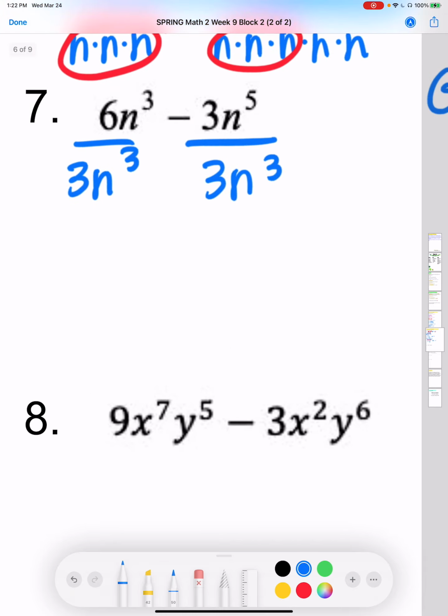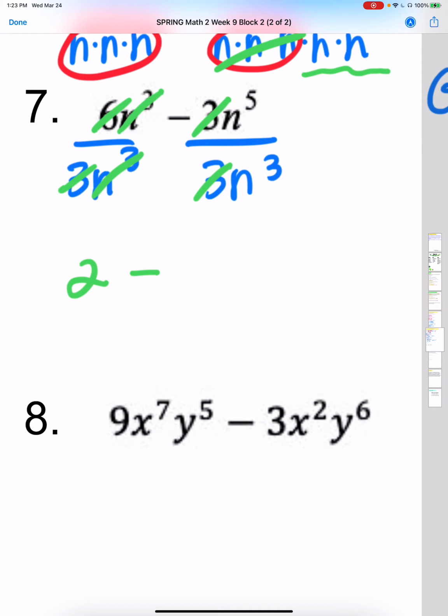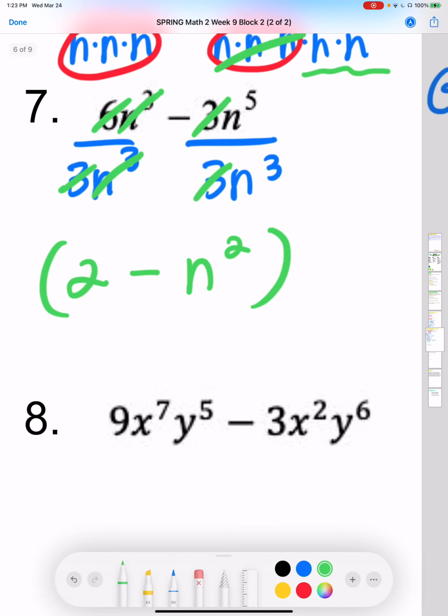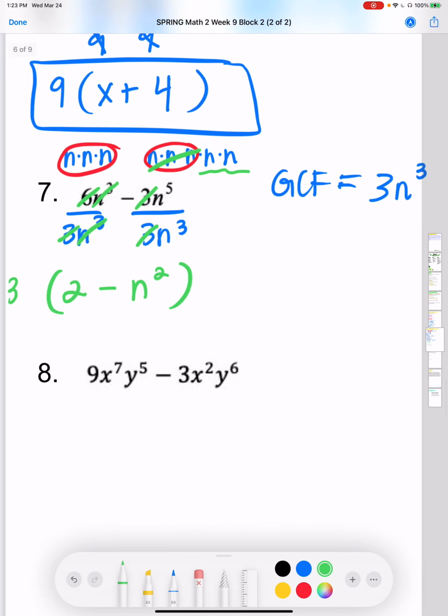All right, let's go ahead and simplify. So let me use a different color. 6 divided by 3 is 2. Now n to the third divided by n to the third is gone. You took all the n's out, you're done. Minus 3 divided by 3 is 1. And then n, I only took out 3, so I'm left with 2, so this is n squared. Oops, sorry, I forgot to put my GCF on the outside. Shame on me. This is going to be 3n cubed on the outside. So that's my answer for that one.